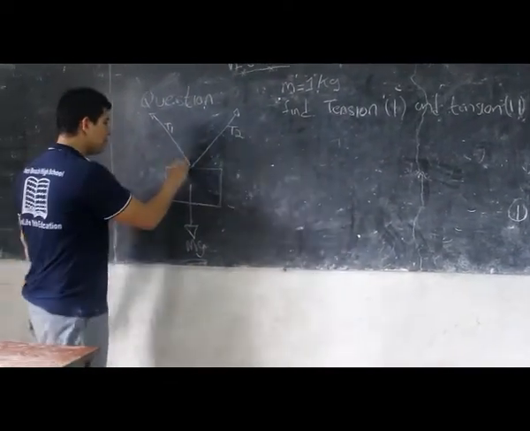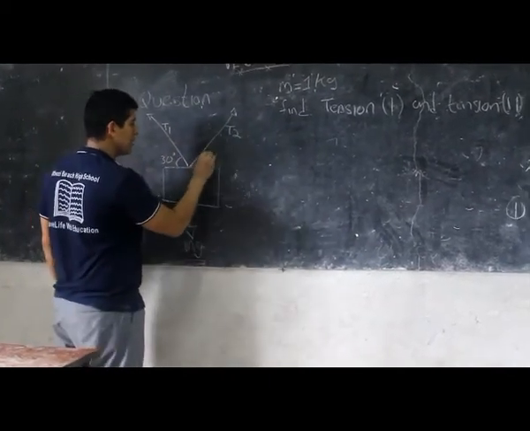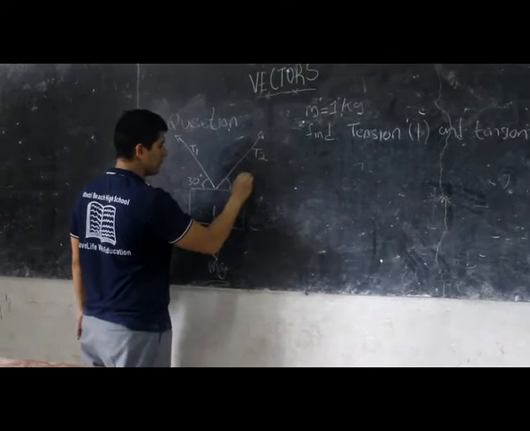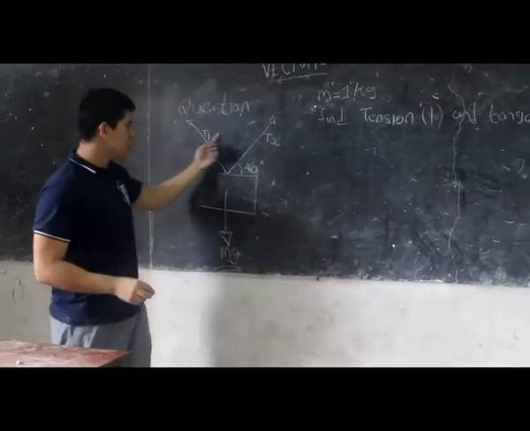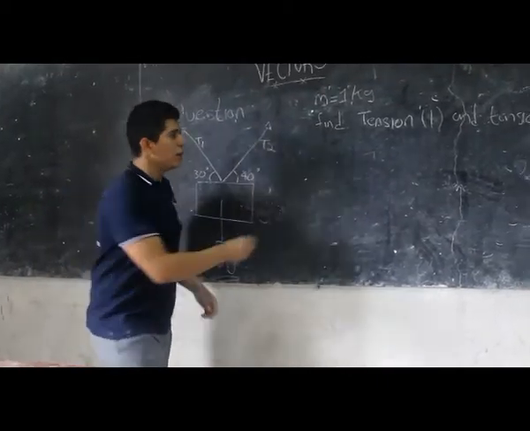Now, let me add something here. Let's say this one makes an angle of 30 degrees and here it makes an angle of 40 degrees. Of course, the tensions are not going to be the same because of the angles. Now, let's find it out. Let's say solution.